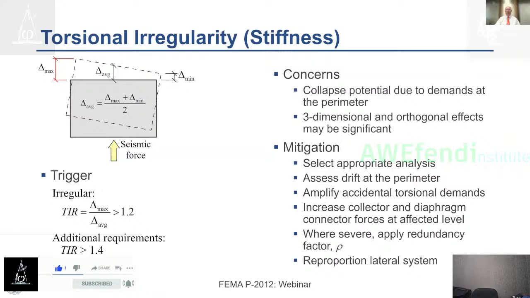which is, remember, with an R factor greater than 1, that means the problems could get worse as it deforms inelastically. So let's amplify the results. Maybe we need to have places where the collectors and diaphragms need to have greater strength in order not to perform badly. We also have a redundancy factor in our document, ASCE 7, and there are places where the twisting performance is so severe that we need to think about using that redundancy factor. And of course, we can mitigate this by reproportioning our lateral system within the bounds of what works for the building program, let's say.